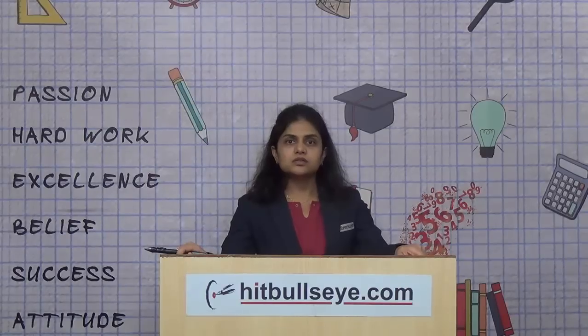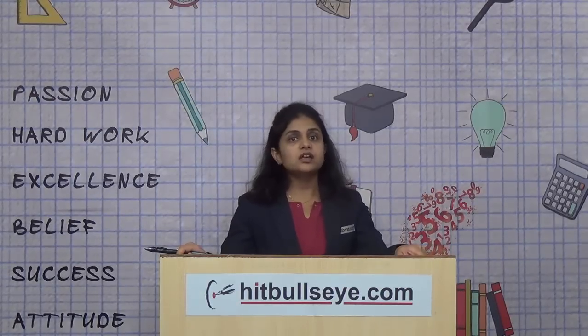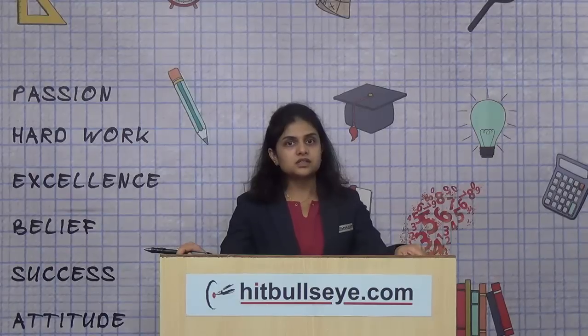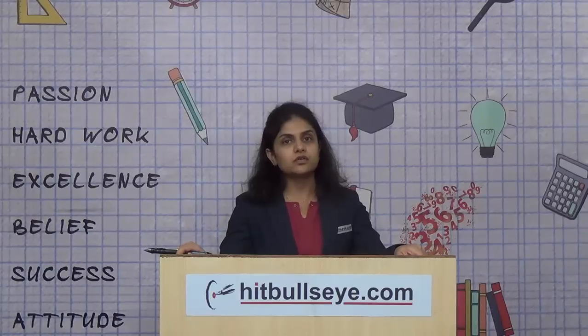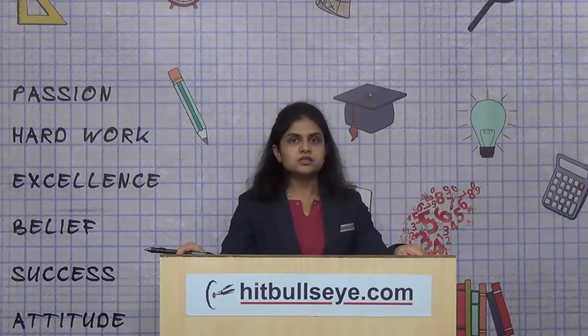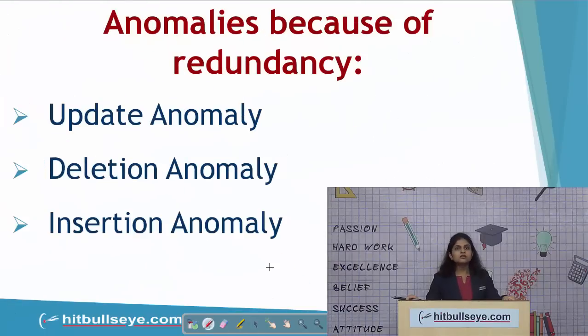An update anomaly is, suppose I have redundant data in a relation, and if I need to update that data at one place, I need to update all the other copies of it. And if I miss updating the data in one of the copies, then the whole data will get corrupt because of the missed update. What is a deletion anomaly? We'll get to it in the next slide. And the insertion anomaly is also something which we'll try to understand here.